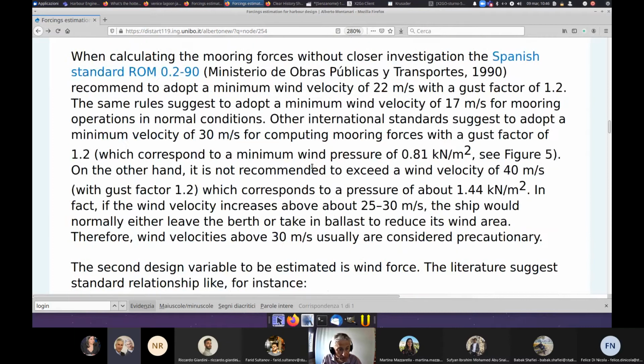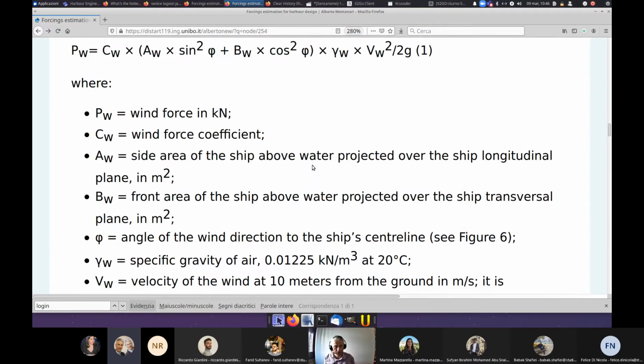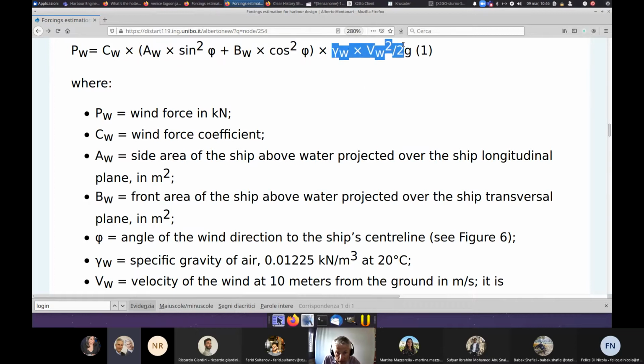Now let's go to our relationship, and I told you that it's better if you learn this by memory. And remember, we said that this CW is a wind force coefficient. We said that the quantity between parentheses is the exposed area of the ship to the perpendicular component of the wind. So this is why we multiply by sin square phi and cos square phi, because this allows us to project the area perpendicularly to the wind direction. And then remember that this quantity here is wind pressure.